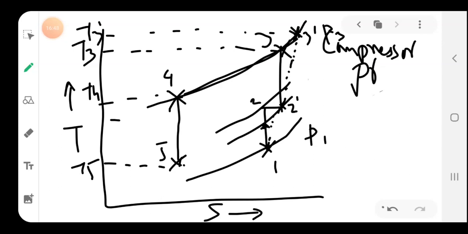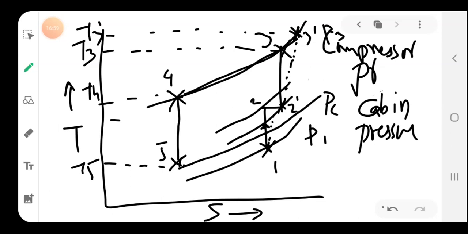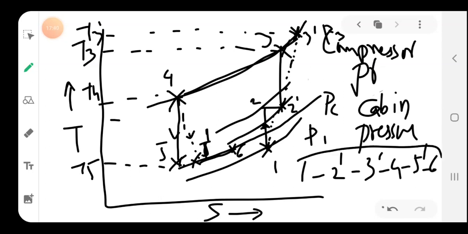What will be this pressure? This is PC, the cabin pressure. Since this air enters the cabin, the pressure should be equal to the pressure that is maintained in the cabin. So this is the ideal process, but the actual process is 5 dash, because it won't be reversible or isentropic. From 5 dash, it will get heated in the cabin. Refrigeration takes place in the cabin to some 6 or any other point. So our process is 1 to 2 dash, 2 dash to 3 dash, 3 dash to 4, 4 to 5 dash to 6.